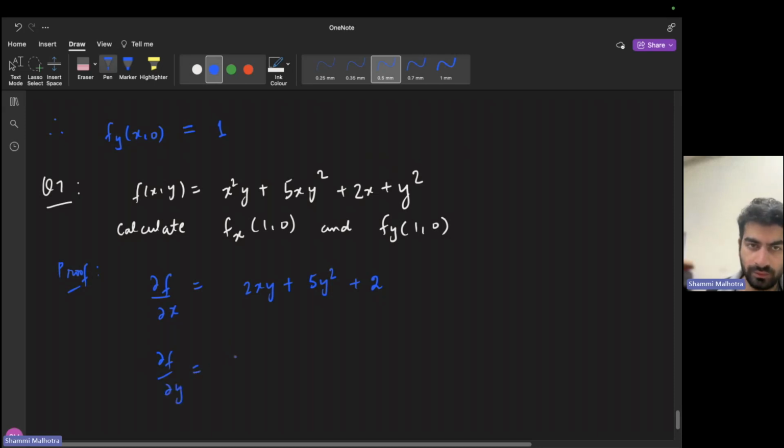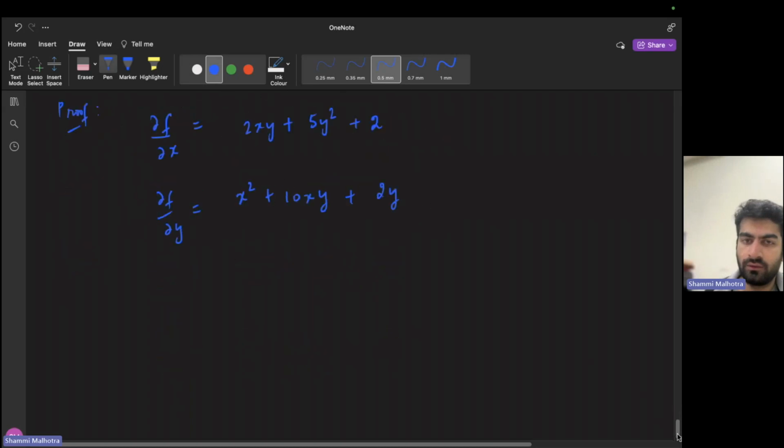Okay, and similarly I can consider my partial derivative with respect to y. This will be just x square, 10xy. 2x will be 0 again. This is a constant when I partially differentiate with respect to y only, and value of 2y. Okay, so next I just have to calculate my value at 1 comma 0.